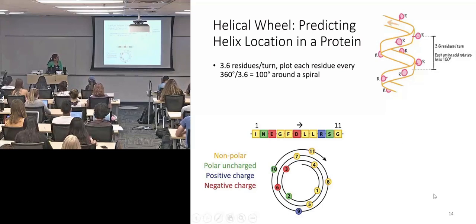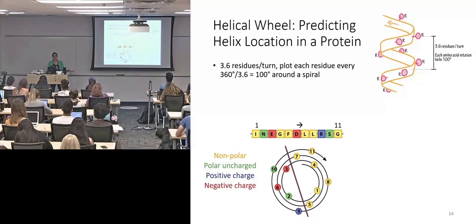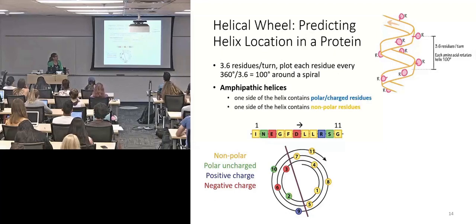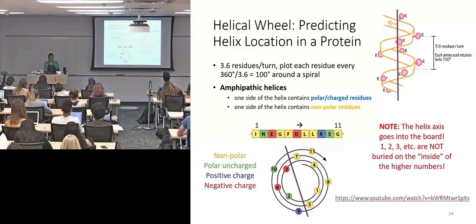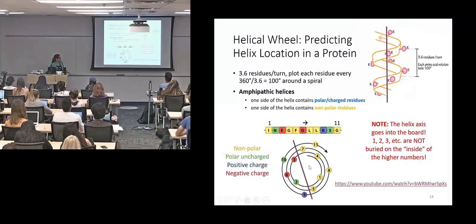So in this particular one here, we start at 1, we move 100 degrees, plot number 2, 3, 4, all the way around. And if we can draw a straight line right through the center and have all our hydrophobic residues on one side and all the polar or charged residues on the other side, we would describe this helix as amphipathic. So one side of the helix is polar, one side of the helix is nonpolar. Again, I said this only because there were people who couldn't keep it straight in past semesters. The helix here, the inside is not an inside. We're going up and down.